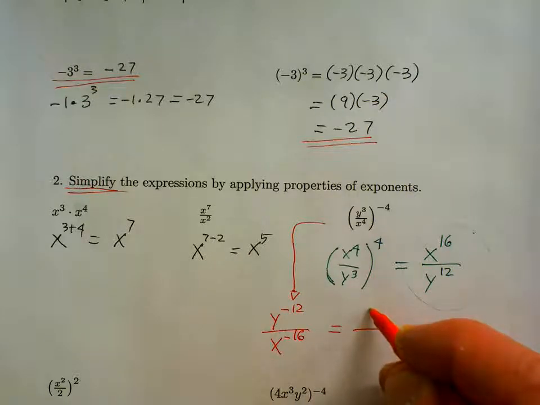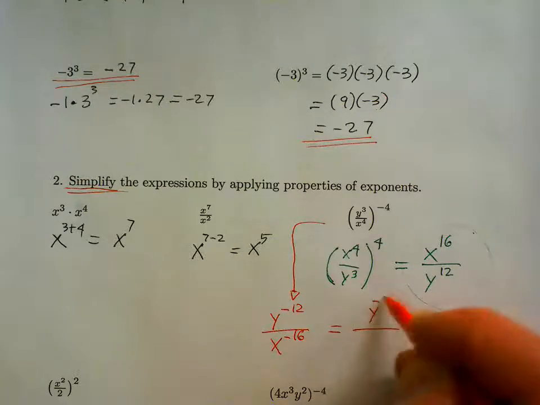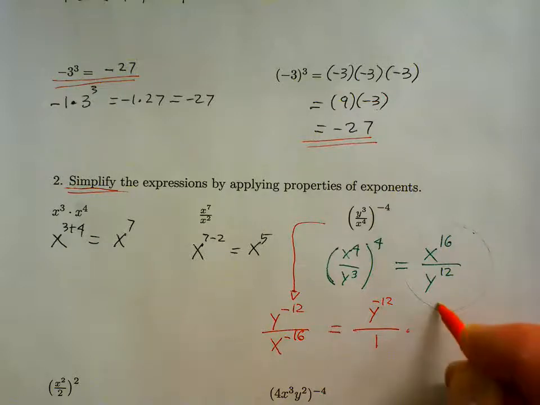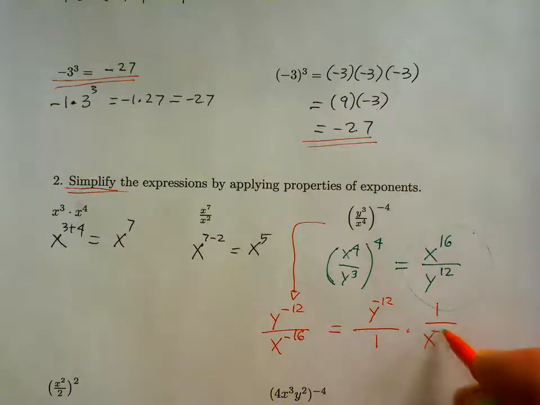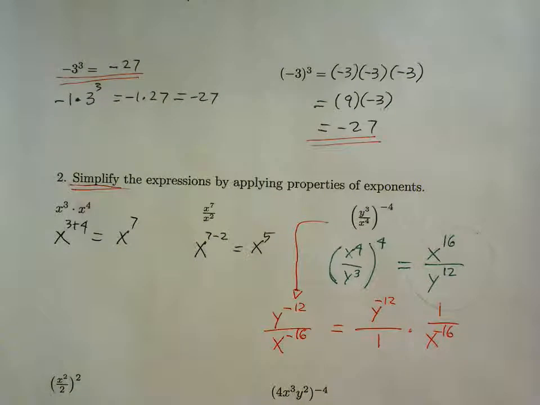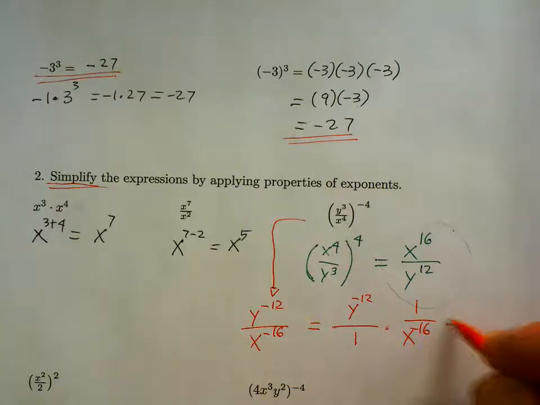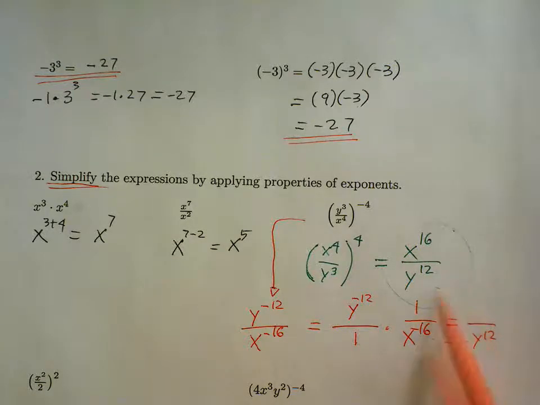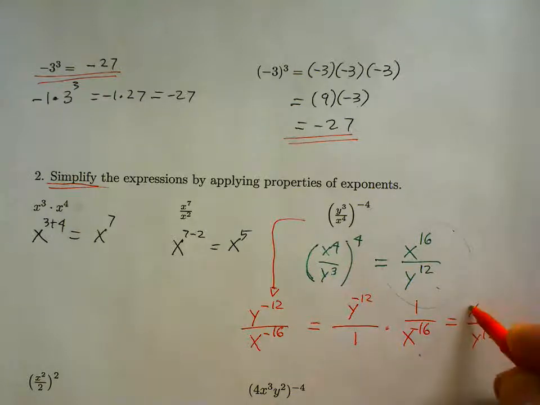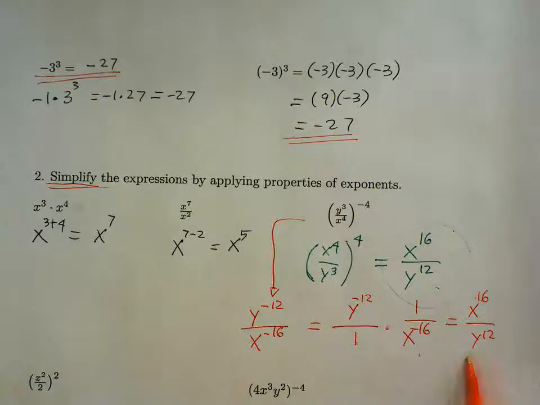Or you could take it one step further. You could write this as a product of terms, y to the -12 over 1 times 1 over x to the -16. So now it's just overkill. So I'll just go ahead and write the result. Y to the -12 over 1 is 1 over y to the +12. And 1 over x to the -16 is x to the +16 over 1. So we get the same result either way.